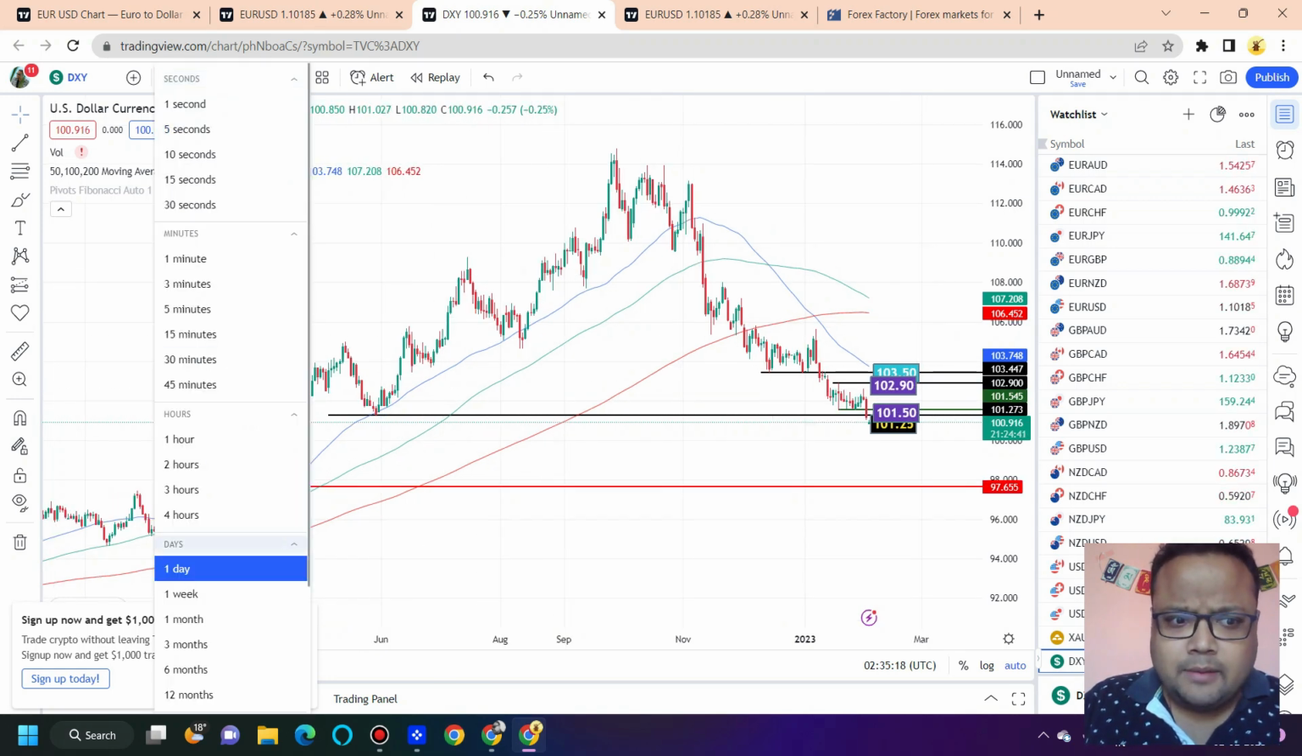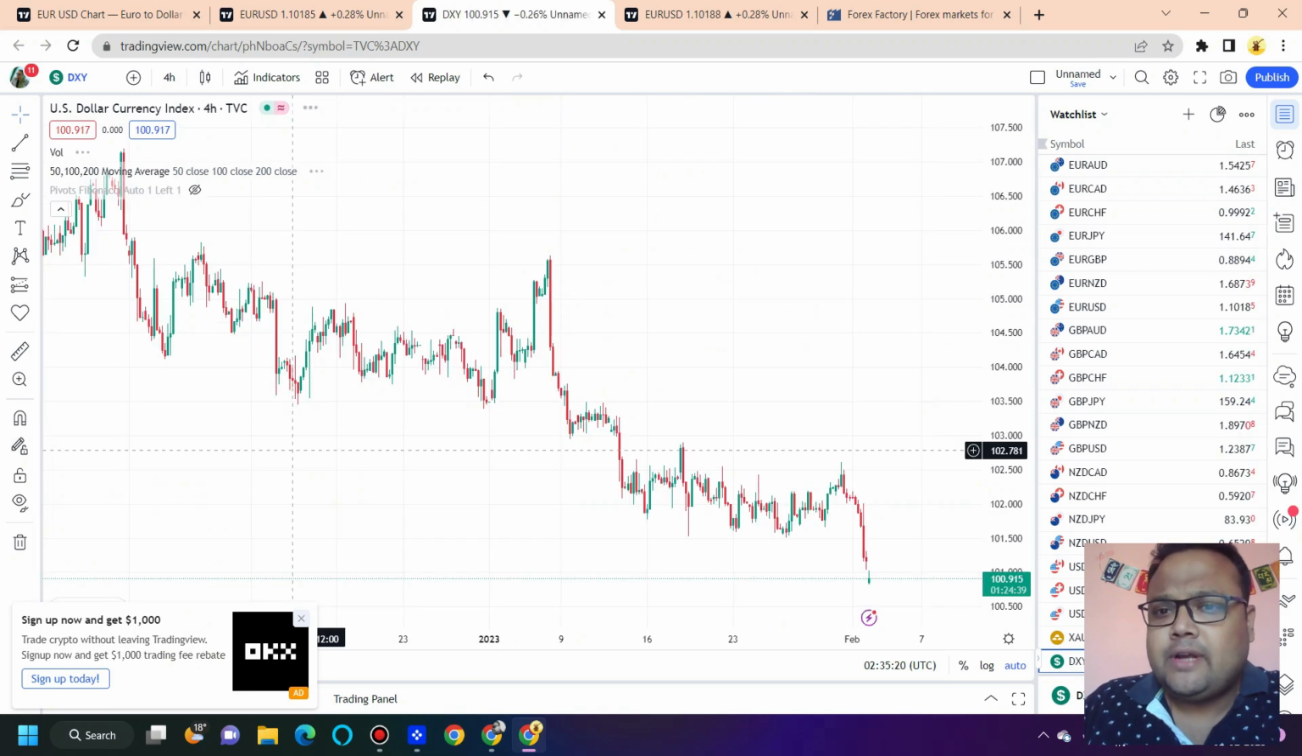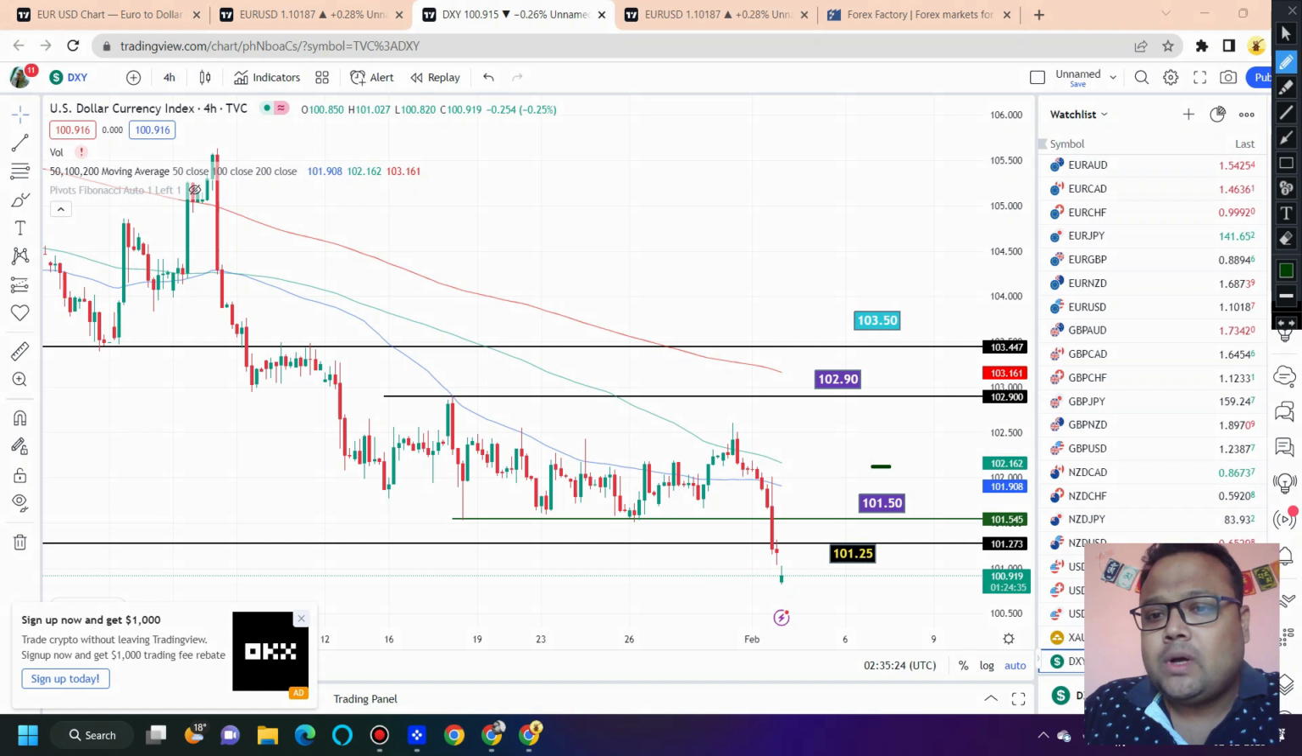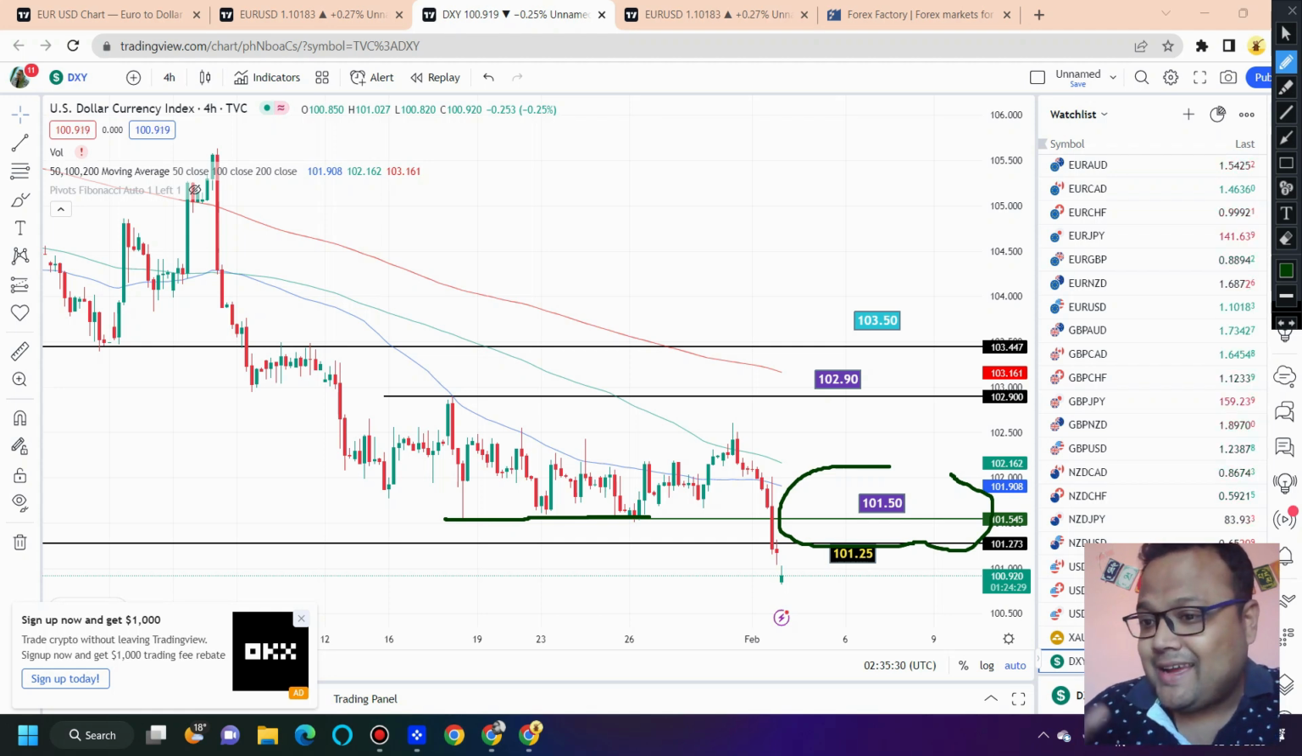And in the coming days, if DXY tries to recover also, then DXY will face resistance around 101.50, because the previous support will now act as resistance for DXY. So things are not very positive for DXY or US dollar. So maybe we will see further downside on the chart of DXY.